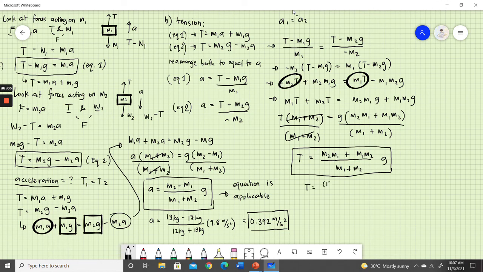So that's M2, that's 13 kilograms, multiplied by 12 kilograms, plus 12 kilograms multiplied by 13 kilograms, divided by 12 kg plus 13 kg, multiplied by 9.8. Okay, and what you'll get is T is equal to 122.3 newtons.